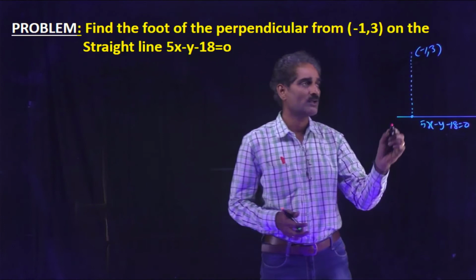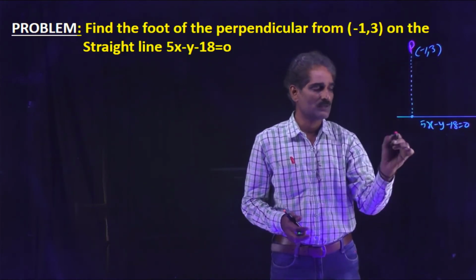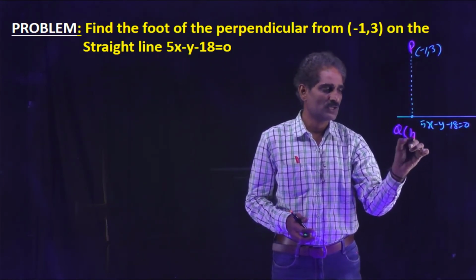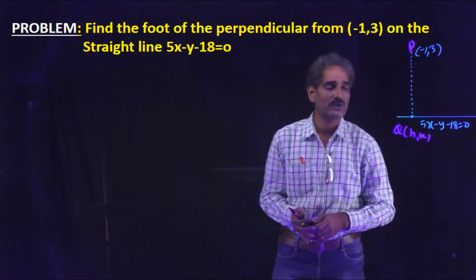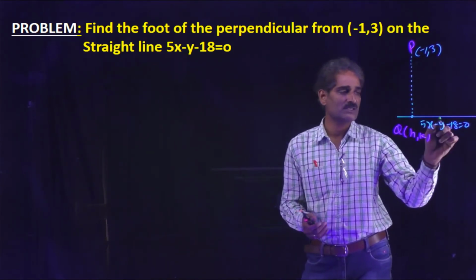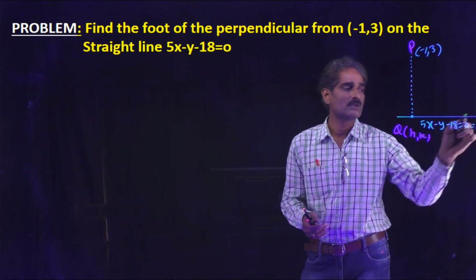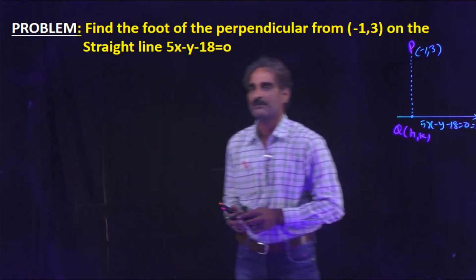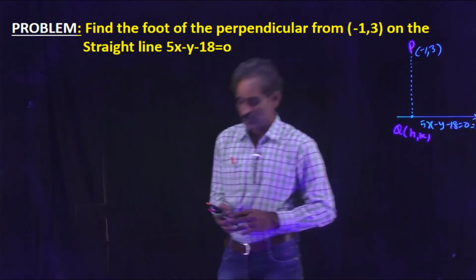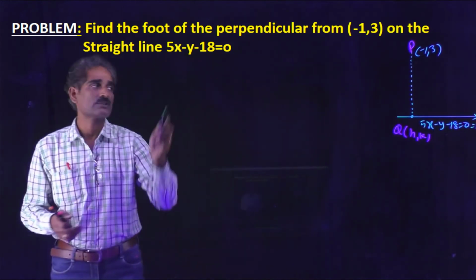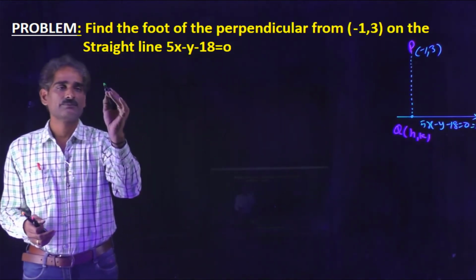Let the given point be P and the foot of the perpendicular be (h, k). Here we have to find out the coordinates of (h, k). Let this equation be L. This is the given line. We have to find out this point. What is the formula? First of all, write down the given data.